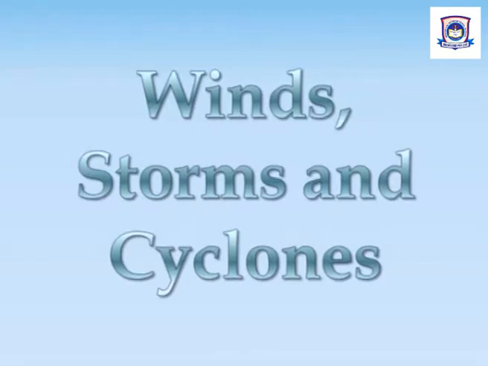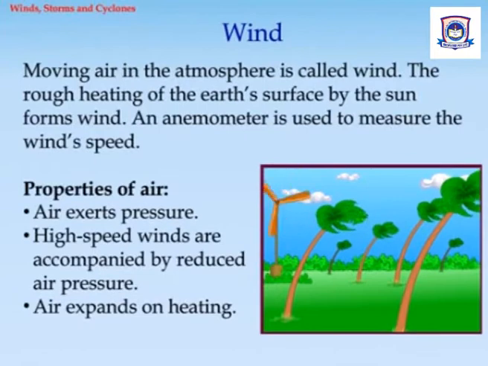Winds, storms and cyclones. Wind. Moving air in the atmosphere is called a wind. The uneven heating of the Earth's surface by the sun forms wind. An anemometer is used to measure the wind's speed.